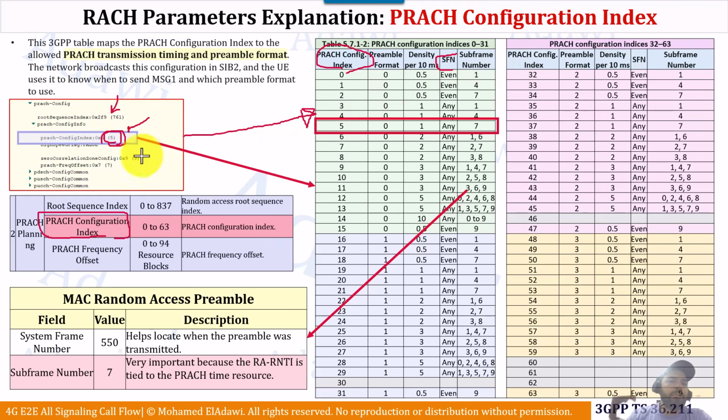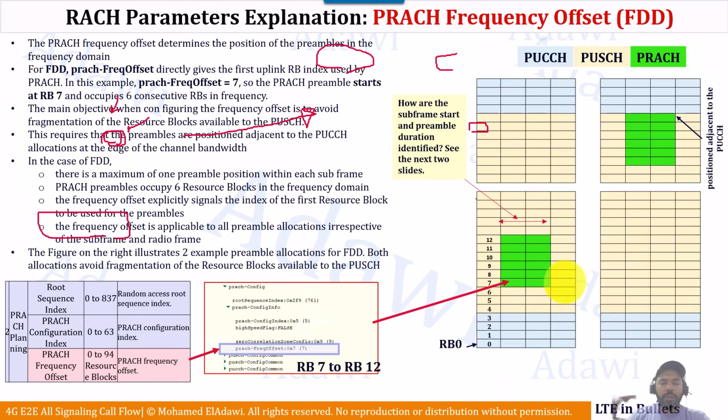So for example, if here I'm telling it's 5, this means you will be transmitting at subframe 7. So if I go back to the previous figure, this one, here I need to count 1, 2, 3, 4, 5, 6, 7. So you know that it will be transmitted here as subframe 7 as an example. Okay, so this is the first part.